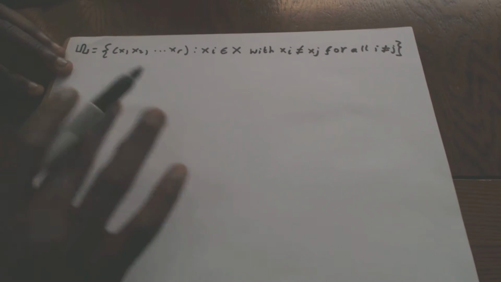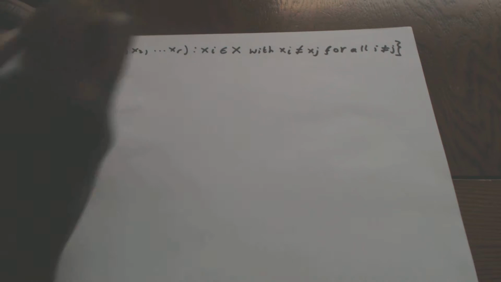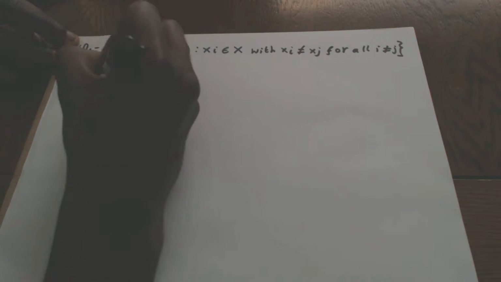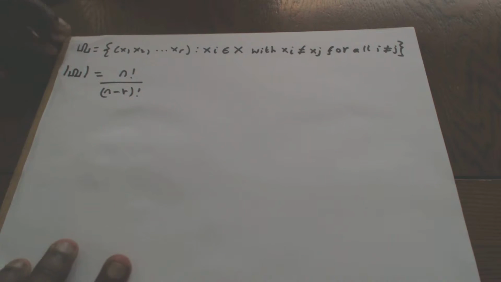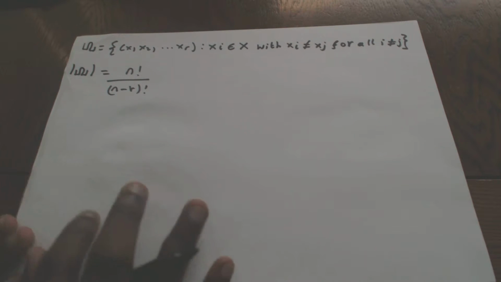Okay, but what I wanted to focus on is the modulus of the sample space, because obviously you know that the modulus of the sample space is n factorial over n minus r factorial. But how did we actually get here? Does it actually make sense? So let's just try to make sense of it.